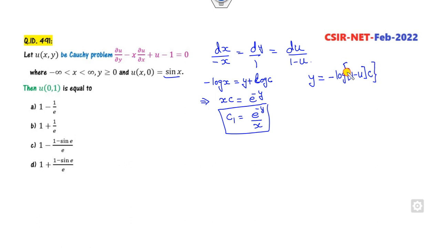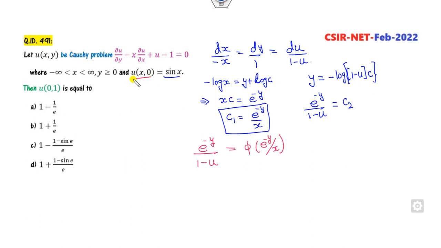I consider c as a log of c. So e raised to power minus y over 1 minus u is my another constant. So I can make them in terms of the solution. So this is e raised to power minus y over 1 minus u is c times e raised to power minus y over x. Fine.